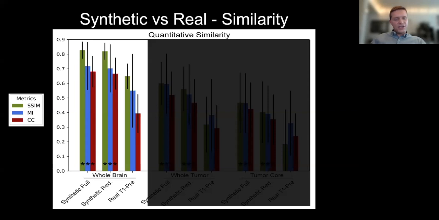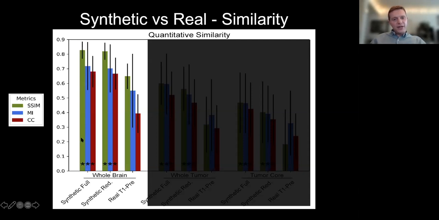As I touched on before, the T1 pre-contrast image is already very highly correlated with post-contrast imagery, and that's reflected in these metrics here. So this is the baseline. If we don't do better than the T1 pre-contrast, then we're not adding anything, and there's really no point. So that's why that's included here.